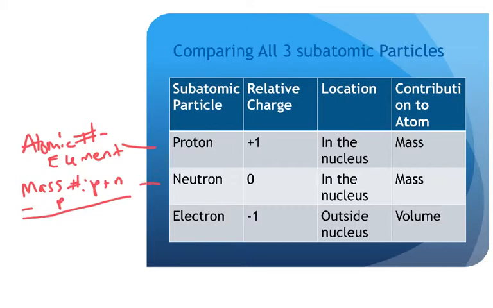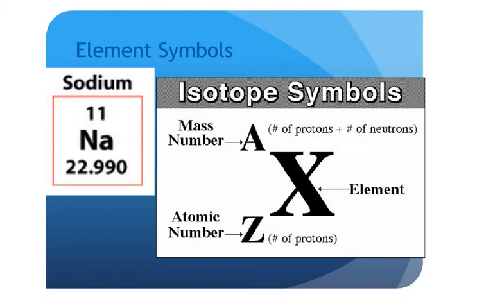Finally, electrons. If you have a neutral atom, electrons is going to be equal to your number of protons because the positives always have to equal out the negatives. When we get into isotopes and ions, we'll see how these numbers change, but for right now, this is good enough. Isotope notation.